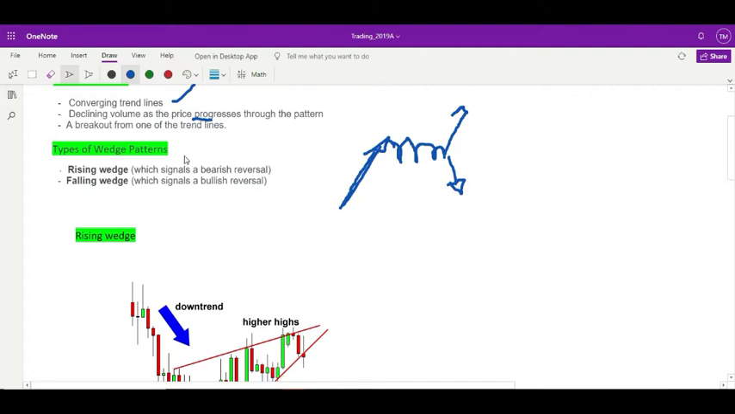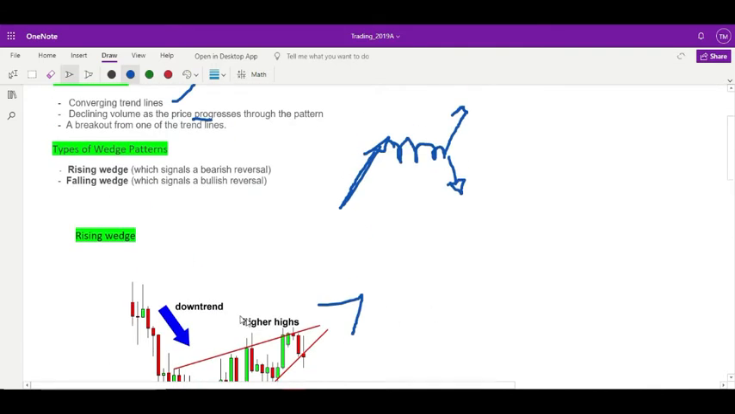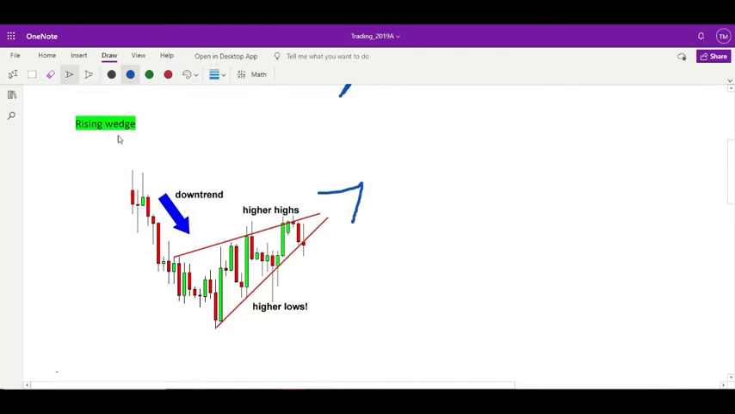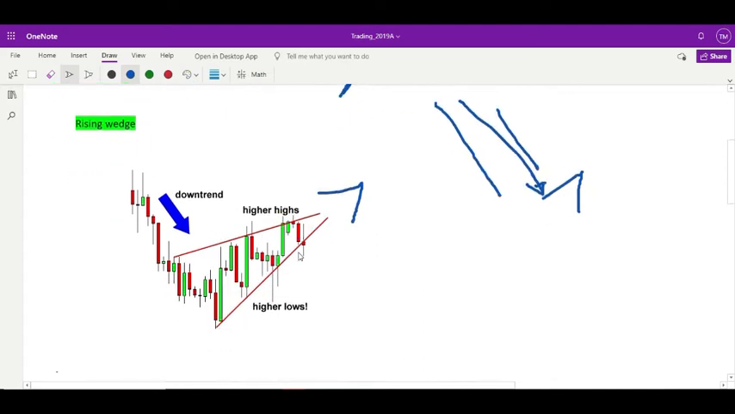So we have two types of wedges: a rising wedge, which is like a triangle that is like this, and a falling wedge, which is like this, right? Notice in a rising wedge, let's say the market had a momentum move of prices in a downtrend, right? Then there is a formation of this triangle. That's what we call a rising wedge.